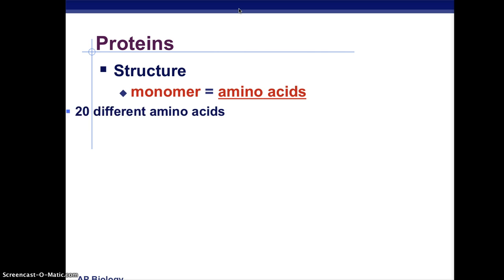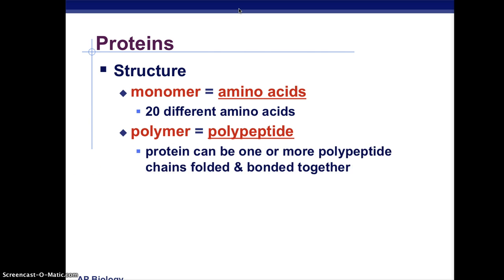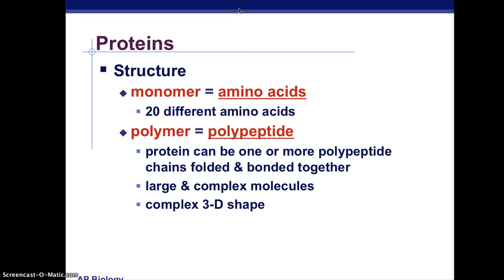So the structure of proteins, the monomer of a protein is an amino acid. There are 20 different amino acids that can be found. The polymer of a protein is something called a polypeptide. And the reason we call them polypeptide is the bond that holds amino acids together is called a peptide. And because proteins are made of lots of amino acids, there's lots of these peptide bonds. So we call it a polypeptide, many peptide bonds.